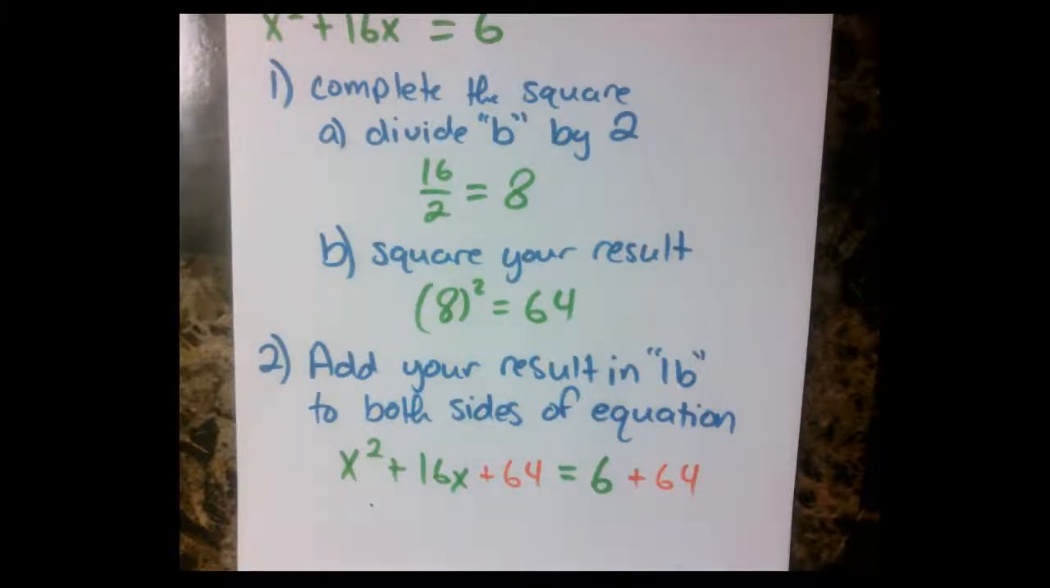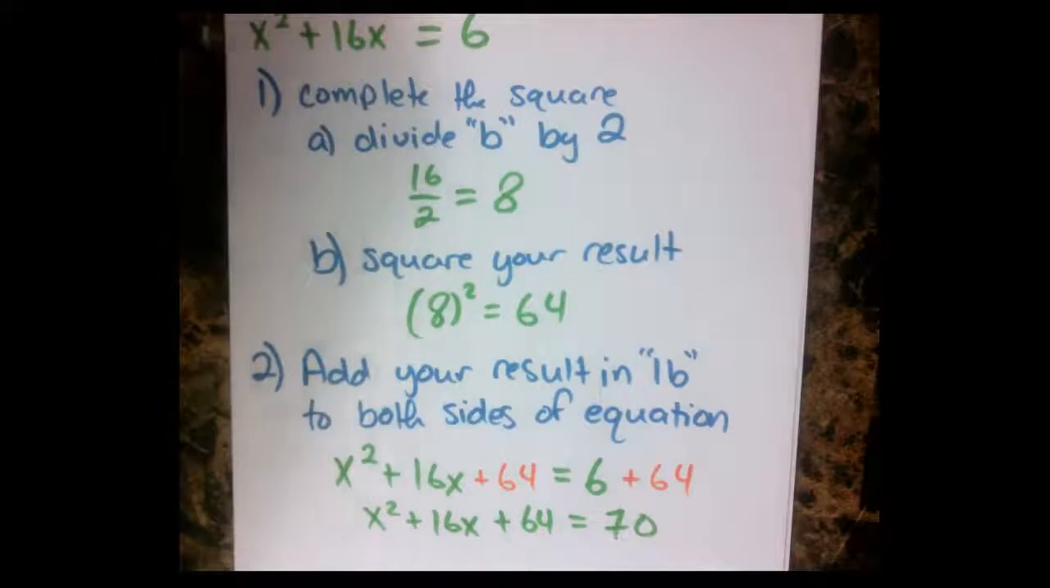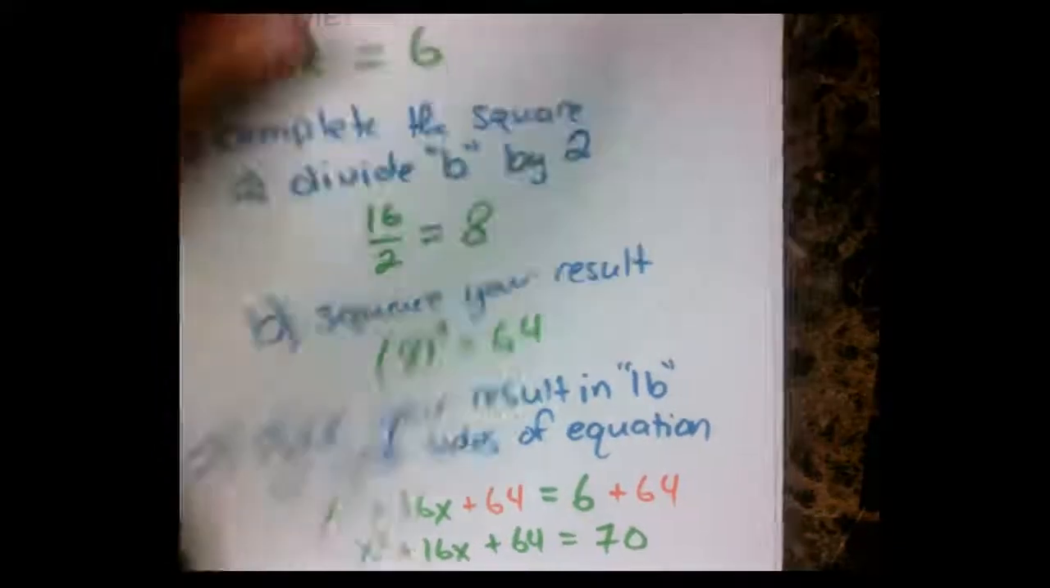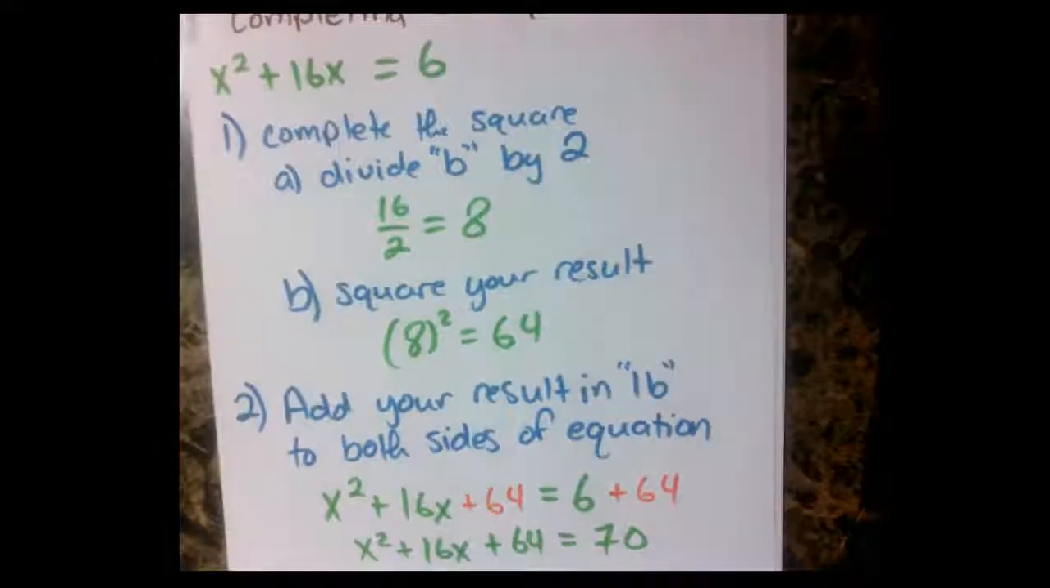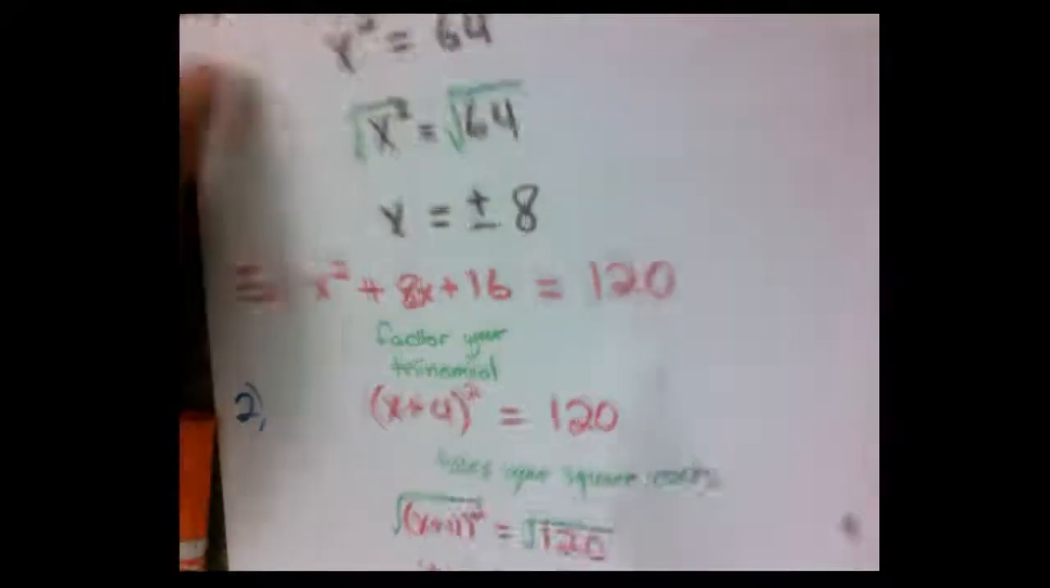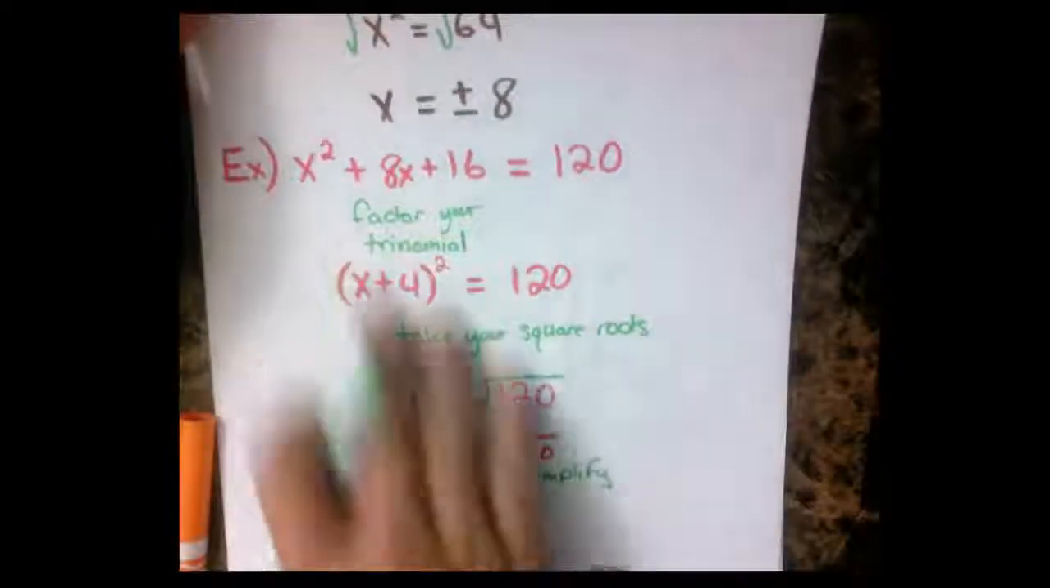All right? And then what you're going to do here is simplify. Over here on the right, this simplifies to 70. So what this simplifies to is x squared plus 16x plus 64 equals 70. From here, it becomes the same exact steps as what we did, where was it? Right here. Okay, so remember, with your square root property, this becomes the rest of it.